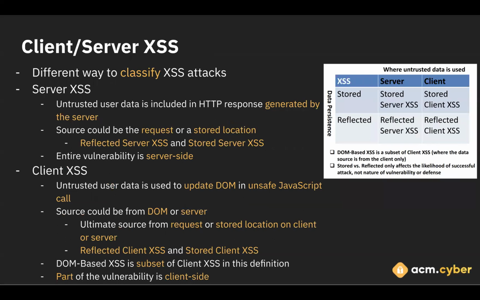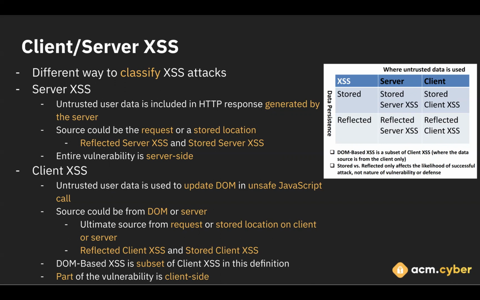More recently, we've seen XSS attacks classified in more of a client-server setting. So instead of reflected, stored, and DOM-based, it describes where the vulnerability is, and so you see some overlap. A server XSS attack is when the vulnerability is with the server. Untrusted user data is included in a response from the server from any kind of request. A source could be a request or a stored location. So you see both reflected, as I said earlier, use the URL, get an immediate response, or stored server XSS.